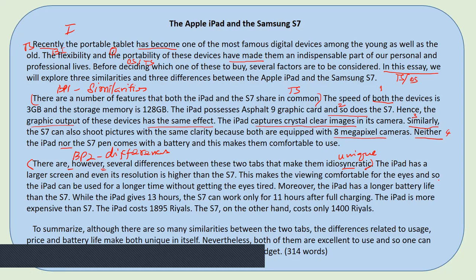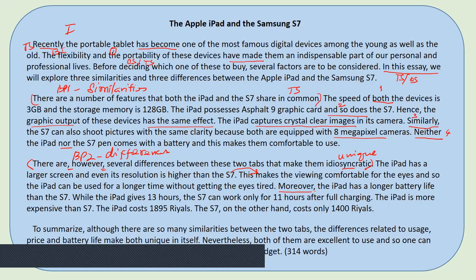So the iPad has a larger screen and even its resolution is higher than the S7. This makes the viewing comfortable for the eyes, and so the iPad can be used for a longer time without getting the eyes tired. See, what is the use of this? First, you make the comparison and say what is the benefit of this. And the next one, you make vice versa. You first say that this is the benefit and then you explain.